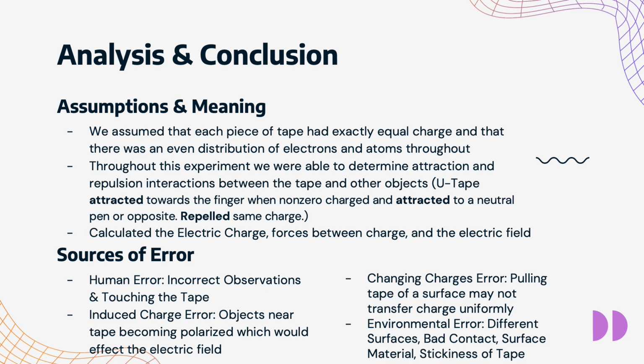A few sources of error I found were, first, human error. This could have been incorrect observations or touching the tape. We have the induced charge error. Objects near the tape would become polarized, which may have affected the electric field. It may not have, but it could have. There's a changing charges error: pulling tape off a surface may not transfer charge uniformly. And finally, the environmental error: different surfaces, bad contact, the surface material, and even the stickiness of the tape could all have been sources of error.